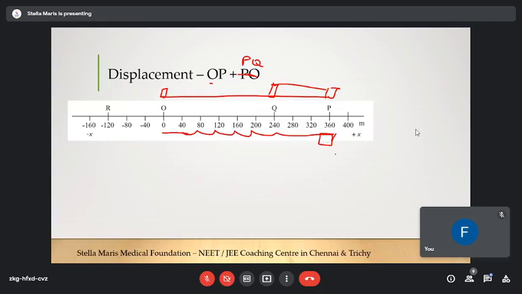Now P to Q, what happens? The body was at the 360-meter position. Then it comes to 320, through 280, it goes to 240. That is the Q position. Okay, Disha? Yes, sir. Here the position decreases or not? It does, sir. Yeah, it is one-dimensional motion. Here the position decreases, right? Yes, sir. Just keep that in mind.